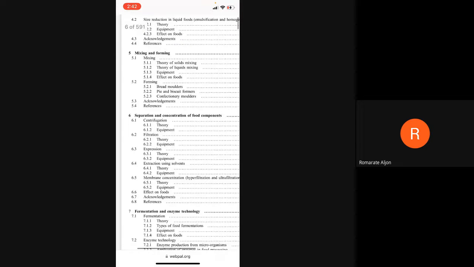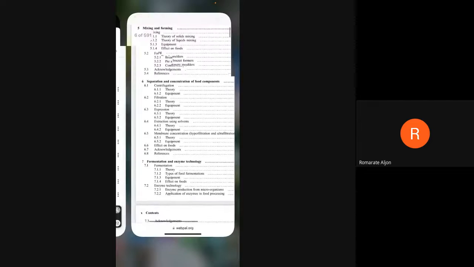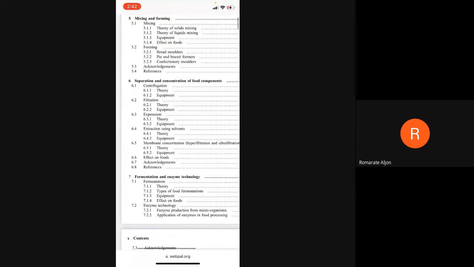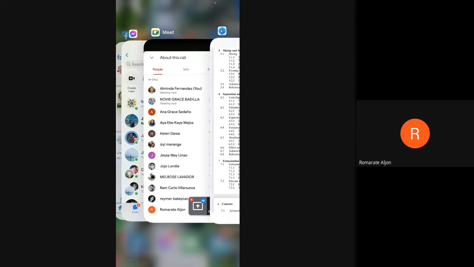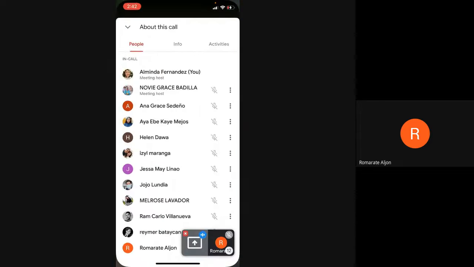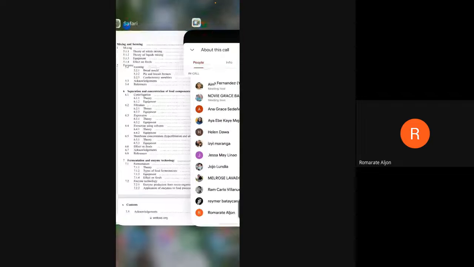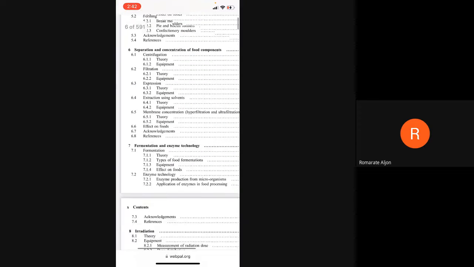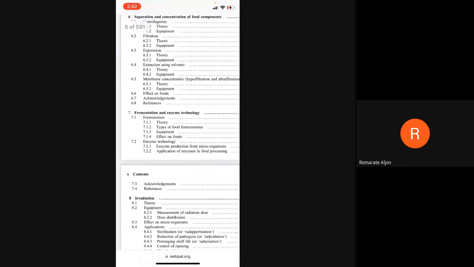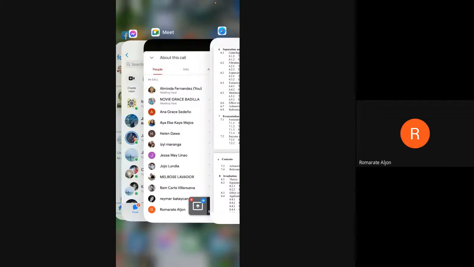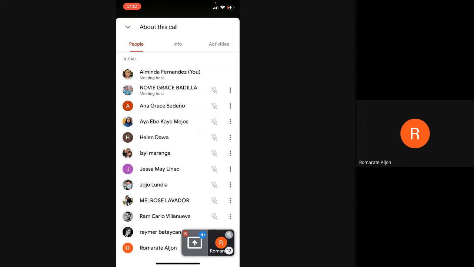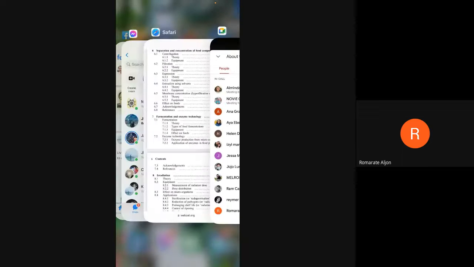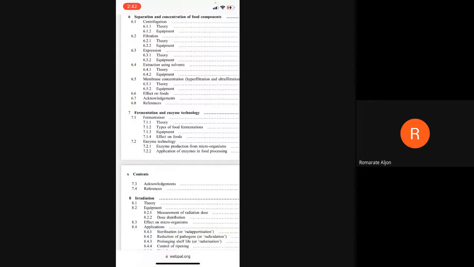Next we have chapter 5, mixing and forming. Any volunteer? Okay, walang volunteers. So, we will have A, B, C, D, E, F, G, H, Helen. So, Helen, chapter 5 ka, mixing and forming. Then, we have chapter 6, separation and concentration of food components. Next to Helen is Iziel. So, Madam Iziel, chapter 6 ka, separation and concentration of food components.